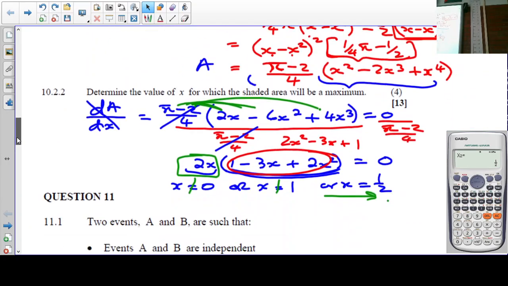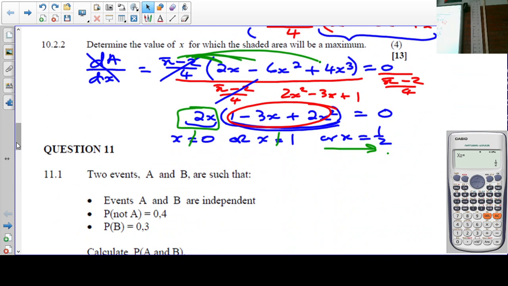Who can tell me why I omitted this? There's a restriction. The restriction says x must be greater than 0 but less than 1. So can it be equal to 0? No. Can it be equal to 1? No. That's right. Okay. Any other questions?